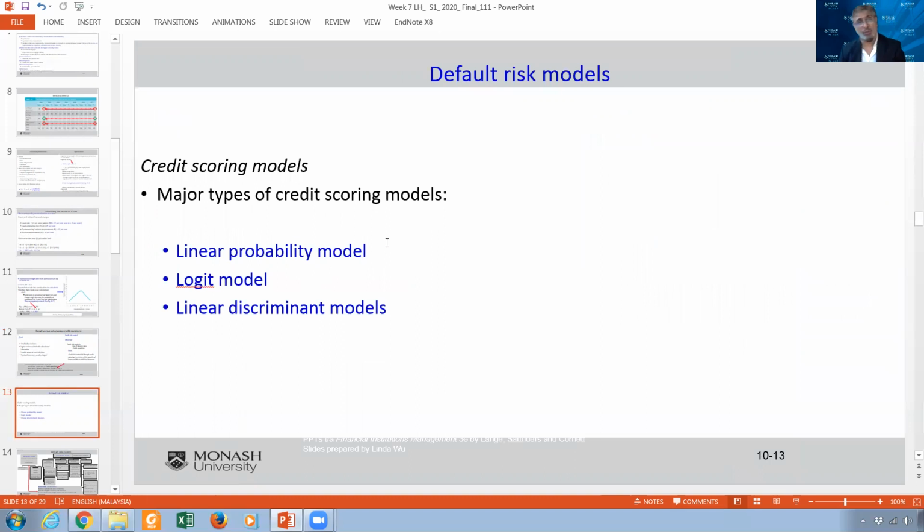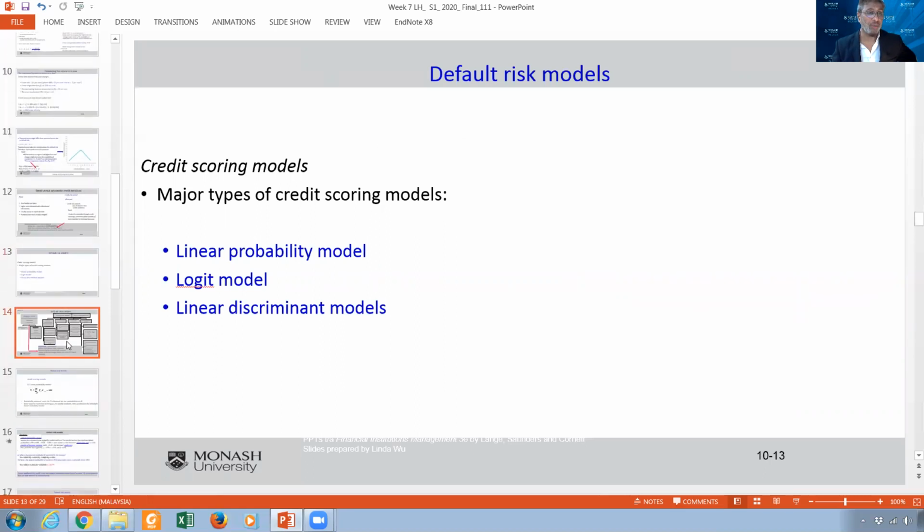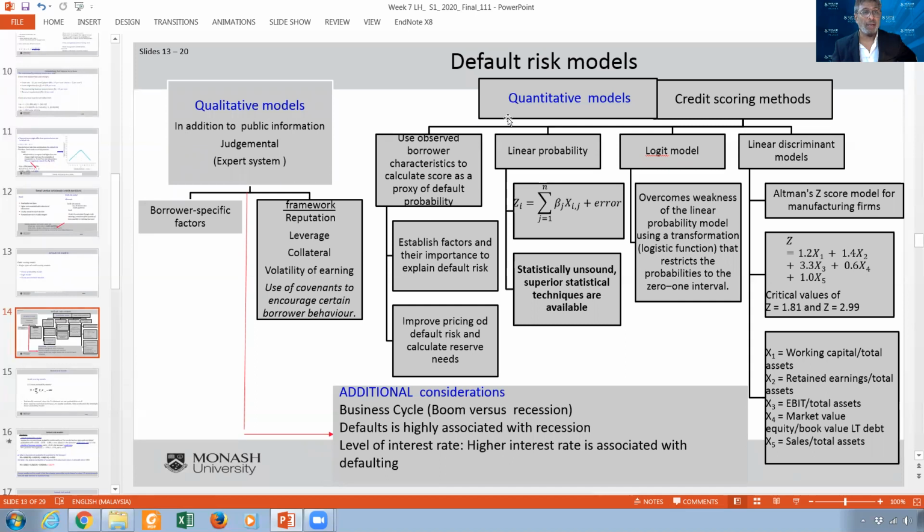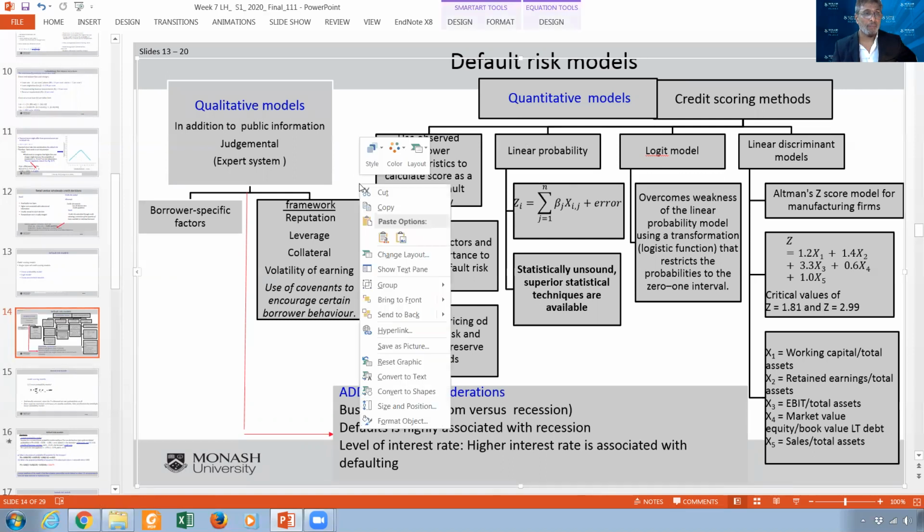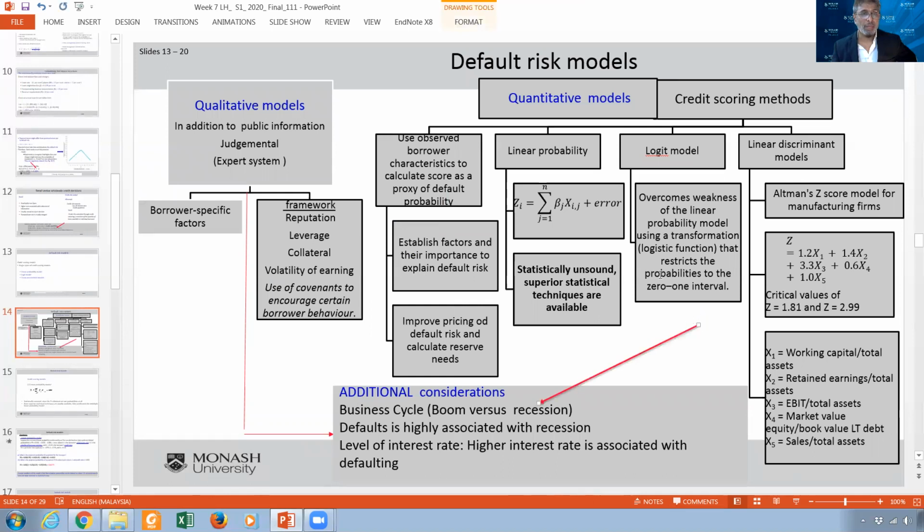Now, let me go to the default models. And these default models are credit scoring models. Now, the credit scoring default risk models are based on what you call the credit scoring. But we are not using it for personal loans. We are using it for what we call wholesale loans or business loans. Look at this one. This is actually the models. Now there is some information we have to consider.